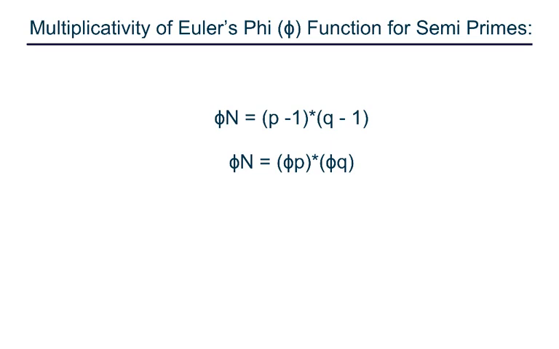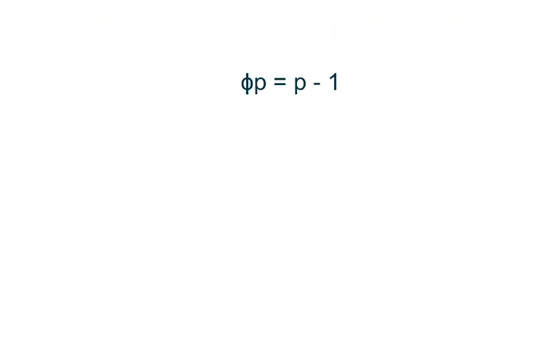So what I'm hoping to do today is provide an intuitive understanding of why the phi of n can be computed in such a way. In other words, why is Euler's phi function multiplicative for semiprime numbers? So starting with something a little simpler first. It's a fact that the phi of some prime number p is equivalent to p minus 1.